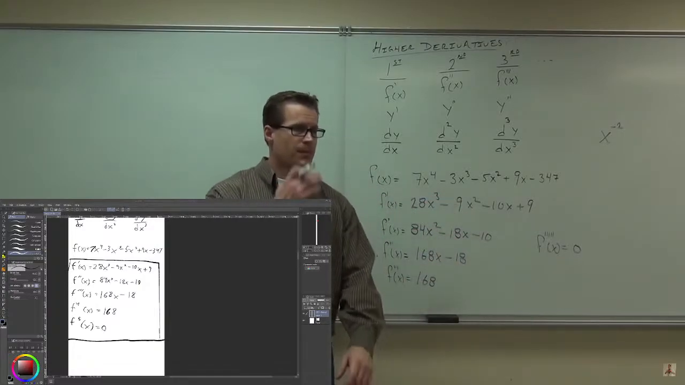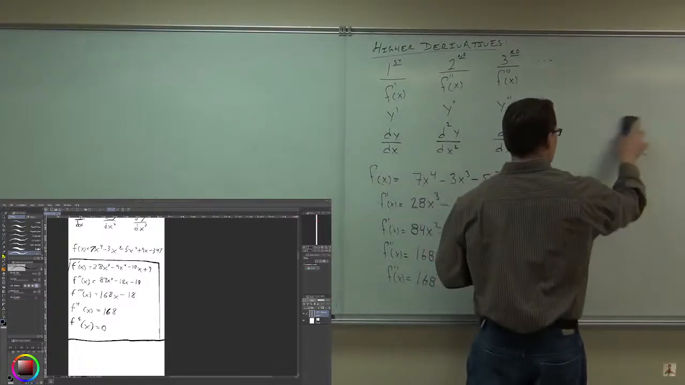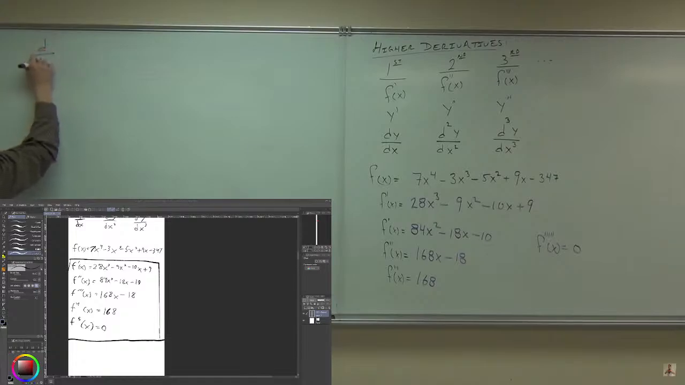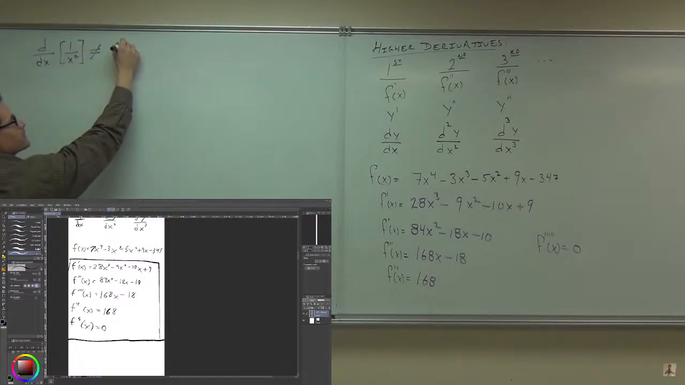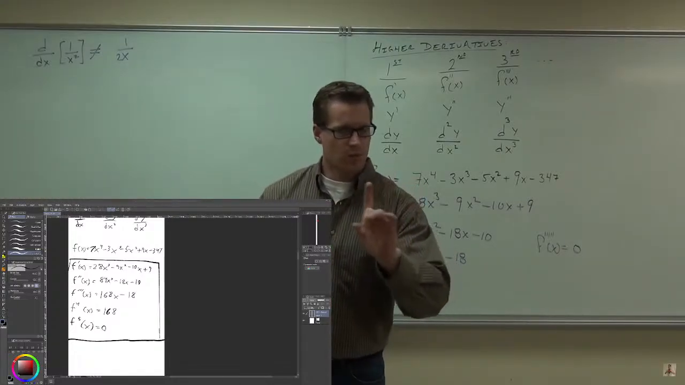What if it was 1 over x squared? Then we get to 0? No. The derivative of this is in no way 1 over 2x at all. You're breaking the rules here. There's only one rule that we have.